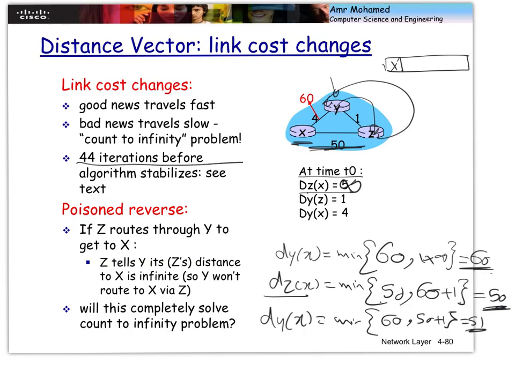So the question is, will this completely solve the problem? The bad news is that it doesn't solve this problem 100% in all cases. Here, it did solve the problem because we're talking about a very simple topology of 3 nodes. Imagine if we have hundreds of these nodes. So it doesn't solve the problem all the time. There is still an issue with the count to infinity problem for large scale networks.